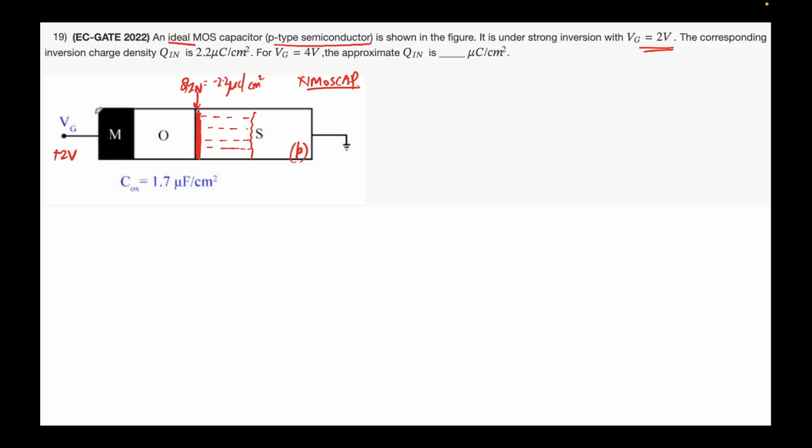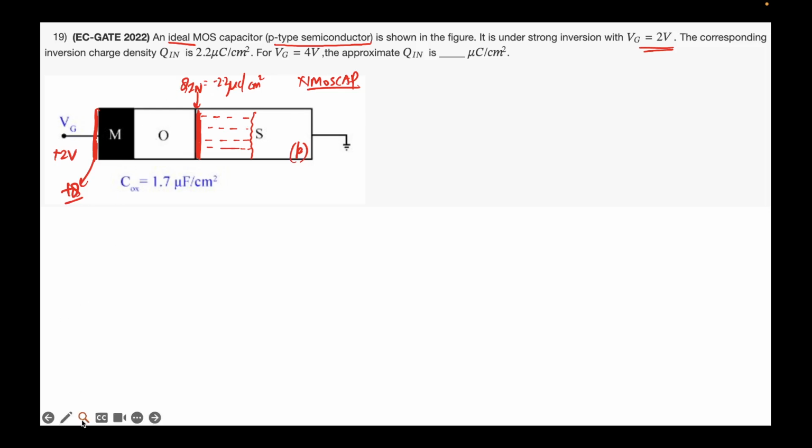There will be sheet charge obviously here. This will be of some positive magnitude, plus Q, whatever that is. That will be balanced by these charges, this sheet of electrons, as well as the negative depletion charge due to the lattice acceptor ions in this case. Okay, right. So this is the picture for 2 volts.